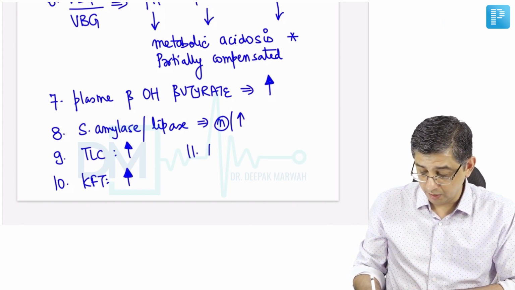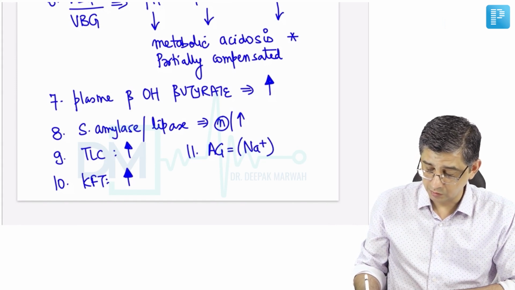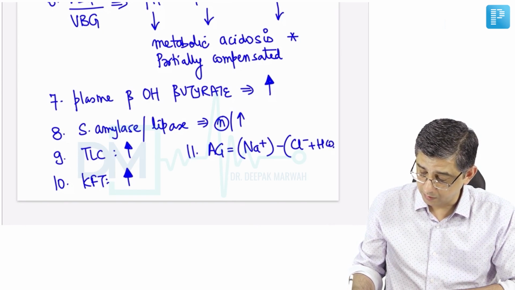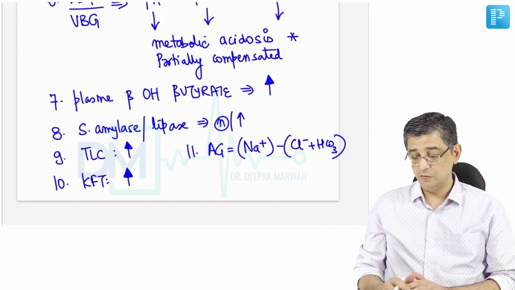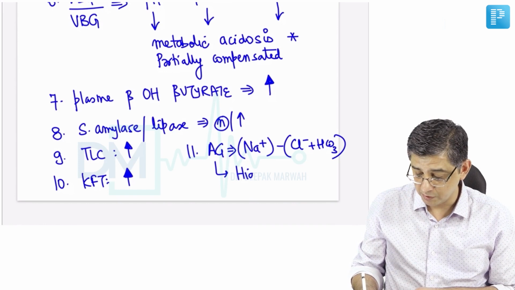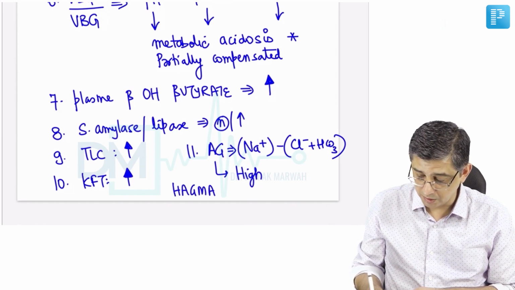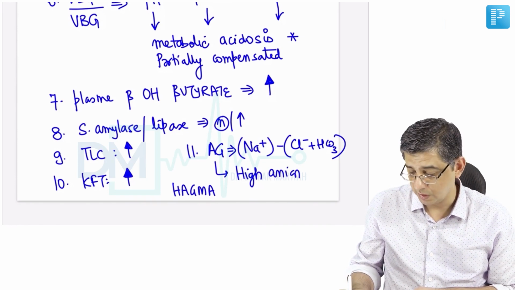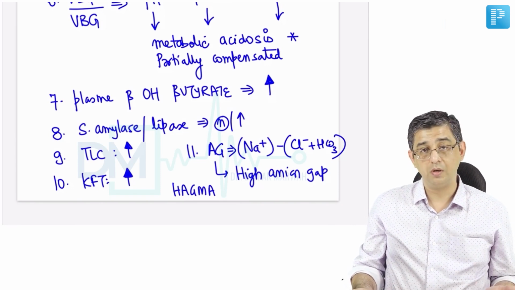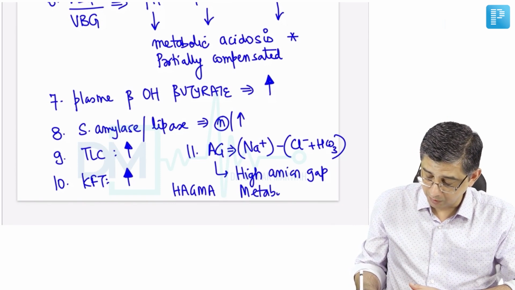If we do an anion gap calculation, the formula for anion gap is the positive charges in the body, that is sodium, from which you subtract the negative charges, that is chloride and bicarbonate. In these patients, when you calculate the anion gap, the value will always be increased, so it will always be written as HAGMA, that is high anion gap metabolic acidosis. The reason it is high anion gap is that the unmeasured charges in the body are more, so it is called high anion gap metabolic acidosis, or HAGMA, for questions.